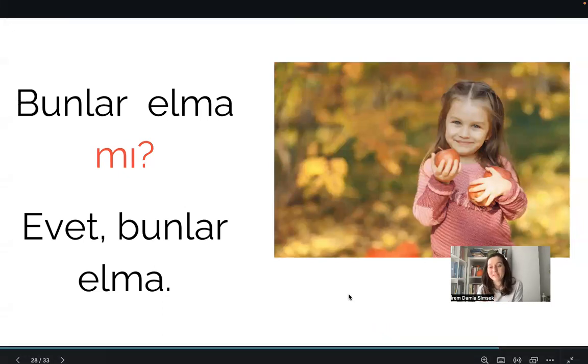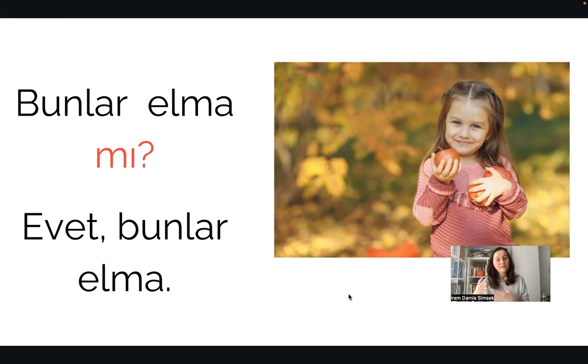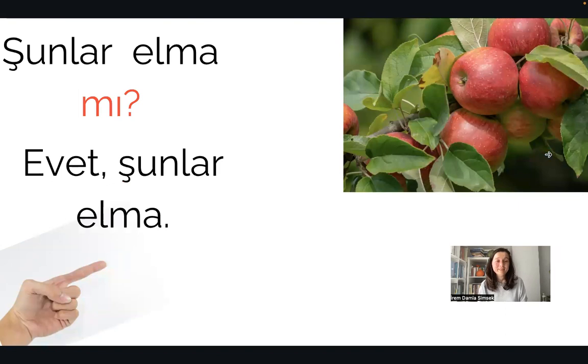In Turkish, it works like this, guys, but it's pretty standard. You just learn one because they work very similarly to each other. You learn one vowel harmony and you have an idea of how to form other suffixes. So the question says, bunlar elma mı? Are these apples? Because you have to make a yes-no question. Evet, bunlar elma. Yes, they are apples. Şunlar elma mı? Evet, şunlar elma. Are those apples? Yes, those are apples.